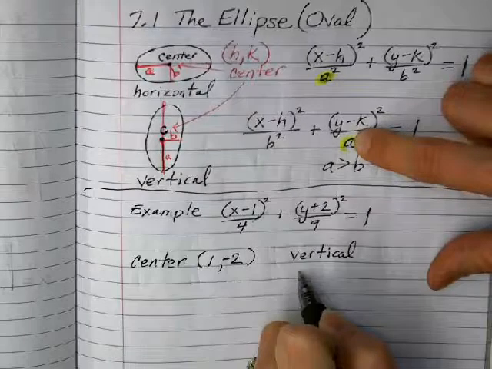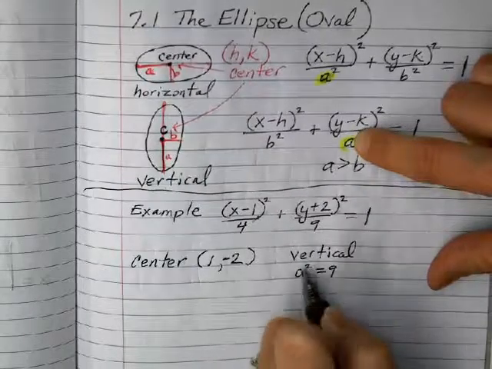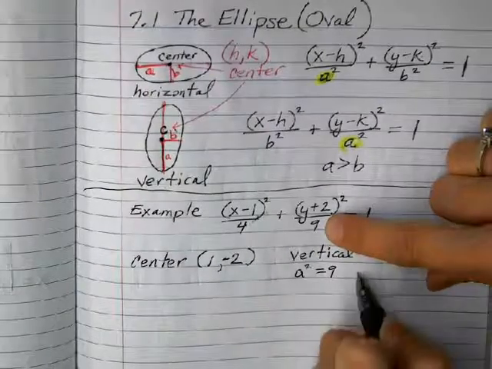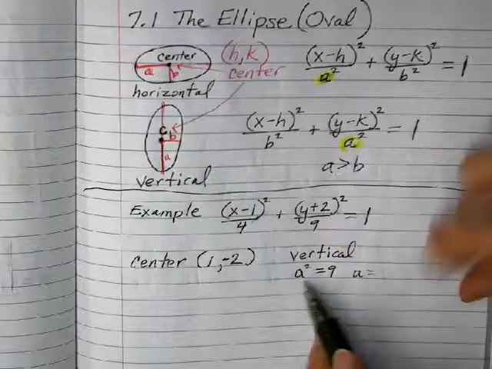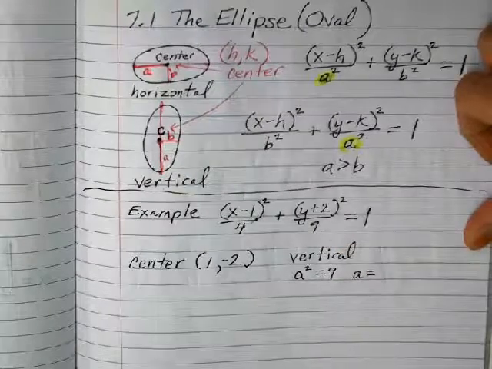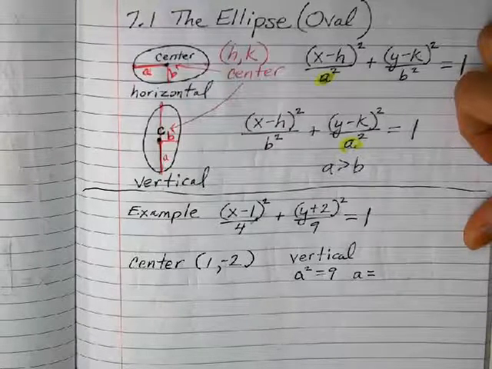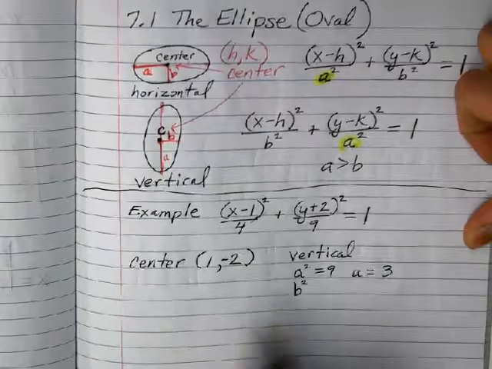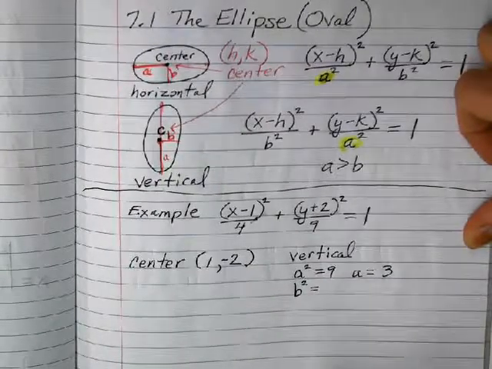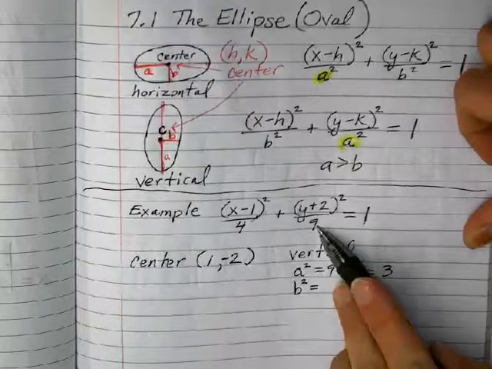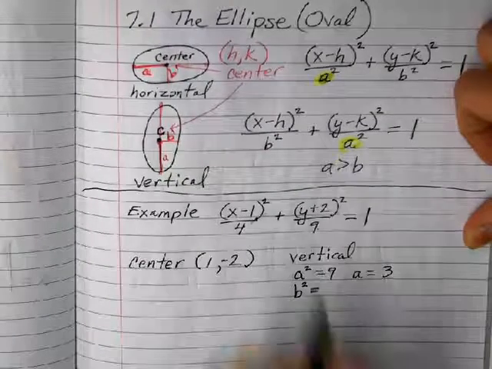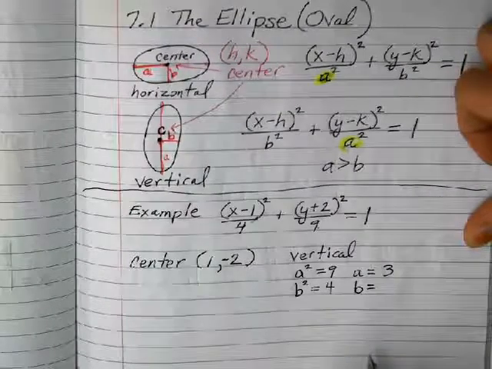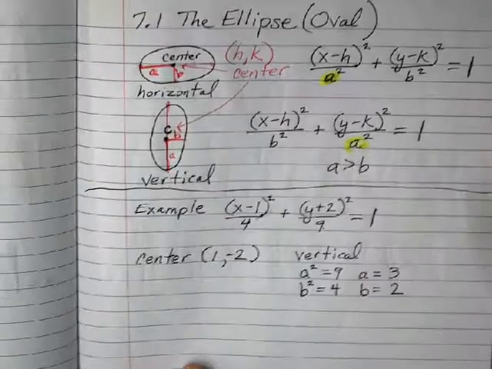Because A squared is 9. See this 9 right here? That's A squared, the bigger number. So what does A equal if A squared is 9? What's A? Yep, 3. Okay, what's B squared? If A squared was this 9, what's B squared? The 4 over there, yep. So what's just B? 2. Okay, now I'm going to graph it.